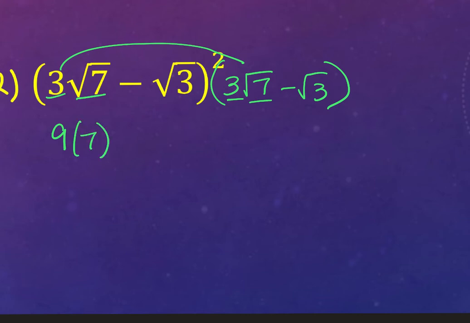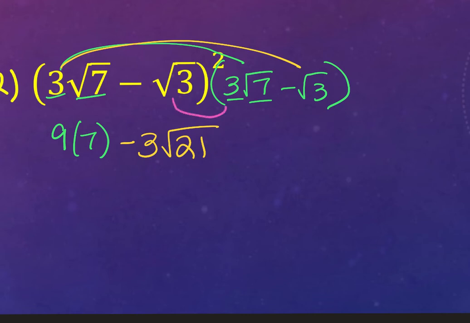Just 7. Good. Then I go outer: 3 square root 7 times the negative root 3, which would be negative 3 square root 21. Then I go inner: negative root 3 times 3 root 7, which is minus 3 square root 21. And then last, negative root 3 times negative root 3, which becomes a positive 3. Any root times itself, you ignore the root.